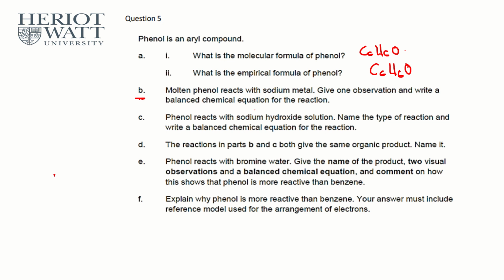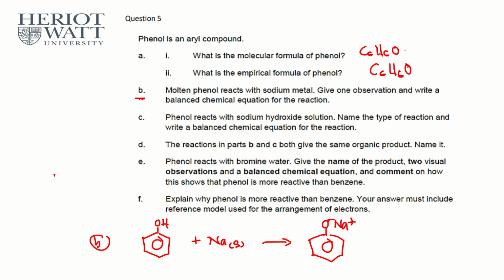Give one observation and write a balanced equation for the reaction. For B, we know that phenol has an OH group, which is something like an alcohol. It will react with sodium as a normal alcohol does. You will get sodium phenoxide plus hydrogen gas, exactly like what happens with other alcohols. The observation is hydrogen gas released, effervescence or gas bubbles. This is the balanced equation.